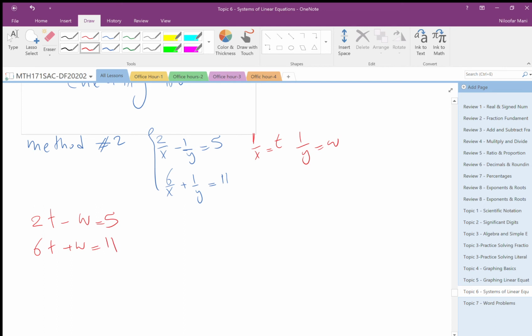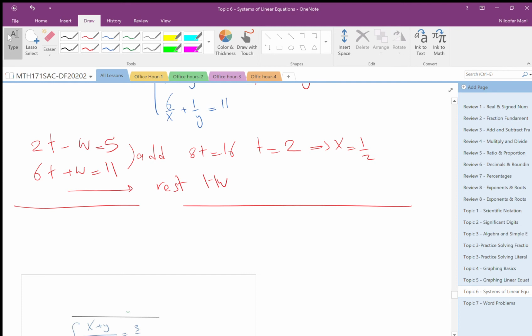And then I can solve it. I can just add them, I can remove w, I can find t. Okay, so now I add them. So I say, okay, so 8t is 16, so t is 2. But what is t? 1 over x. So it means x is 1 over 2. Okay, and I can continue. The rest is homework. Okay, so this is the second method.